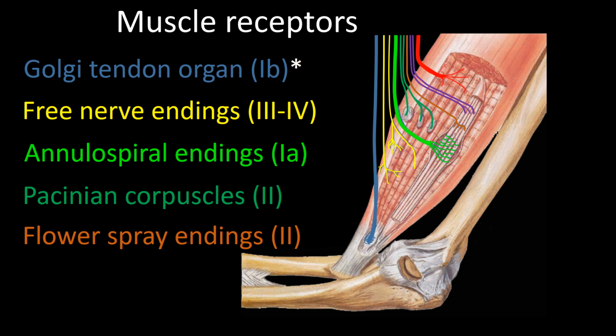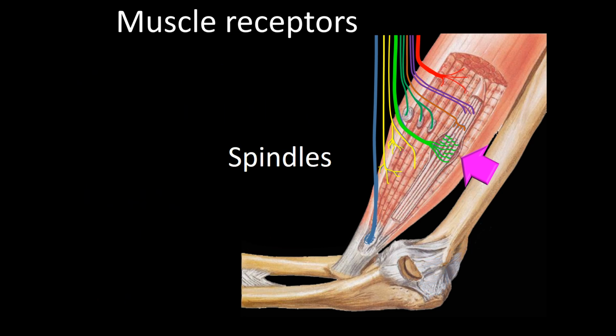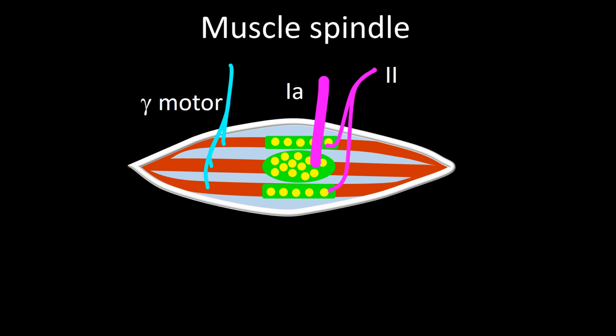Golgi tendon organs, annulospiral endings, and flower spray endings are involved in proprioception. Annulospiral endings and flower spray endings are found in organs called spindles. Spindles are encapsulated organs inside muscles that, in addition to the sensory receptors just mentioned, have small muscle fibers referred to as intrafusal muscle fibers. These fibers are innervated by gamma motor neurons.